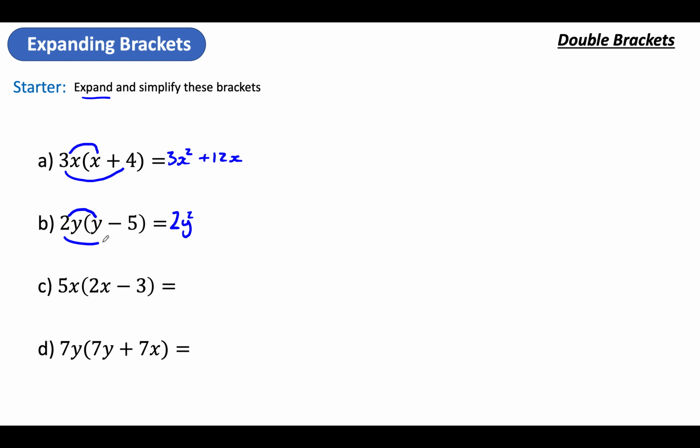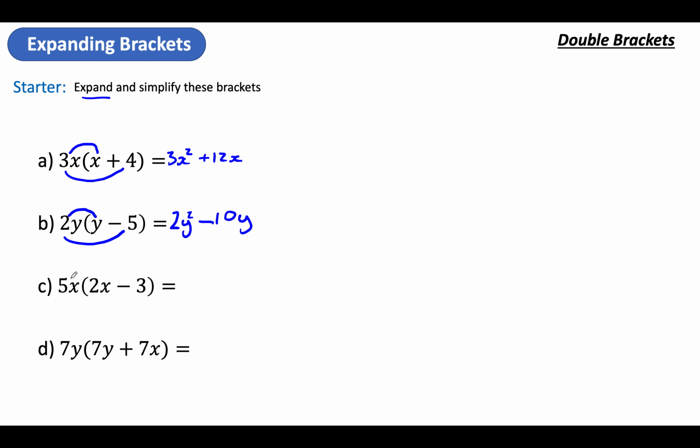Now 2y times by this. Now this is negative 5. So I've got positive 2 times by negative 5. Positive times a negative leaves a negative answer. Now 2 times 5 is 10. And the y, well, there's no other y to times it by, so it's just y, 10y. 2y squared, take away 10y.